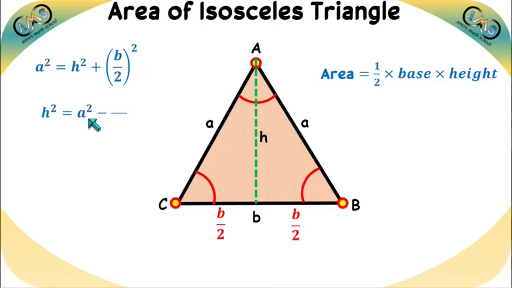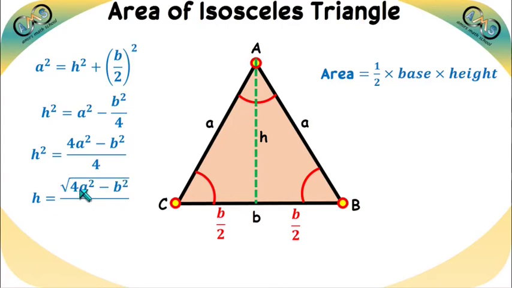So AC square equal to A square minus B square by 4, and the AC square equal to 4A square minus B square by 4, and the height AC is equal to square root of 4A square minus B square divided by 2. So this is the value of the height of an isosceles triangle when the equal side lengths are A and the other side is B. So this is our height. In this case, the base is B.